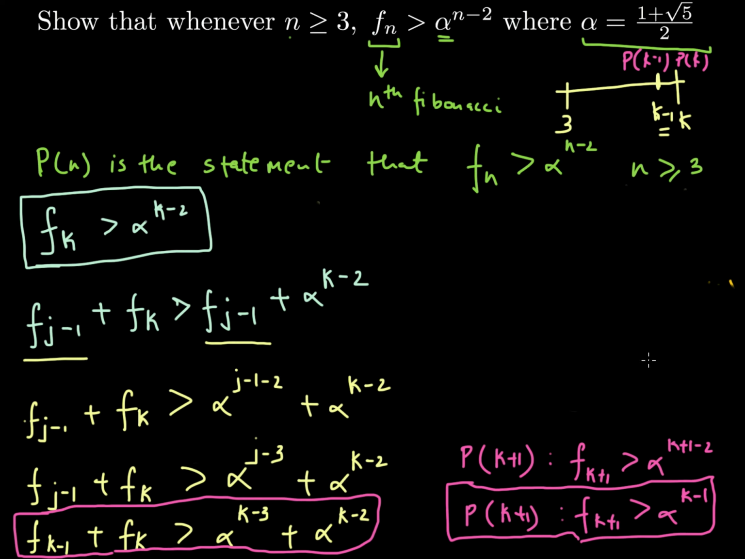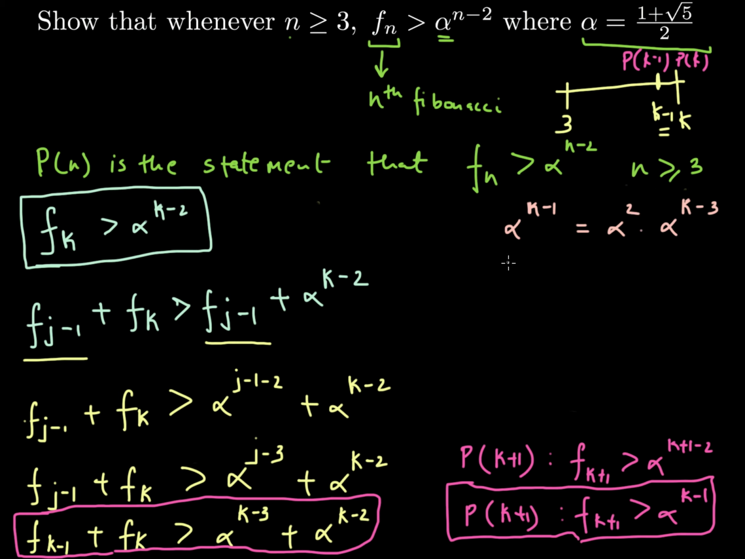Now, remember, alpha is a constant. Because alpha is a constant, let's do it this way: by definition, alpha to the power of k minus 1 is equal to alpha squared times alpha to the power of k minus 3. Just with the exponents here, k minus 3 plus 2 gives you k minus 1, so alpha to the power of k minus 1 is equal to alpha squared times alpha to the power of k minus 3.